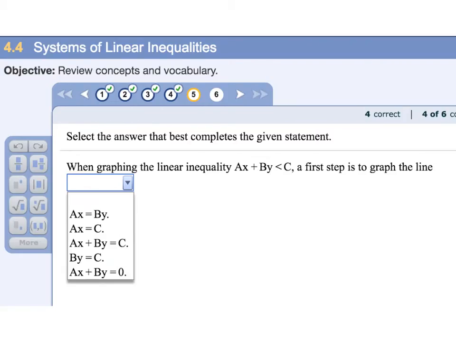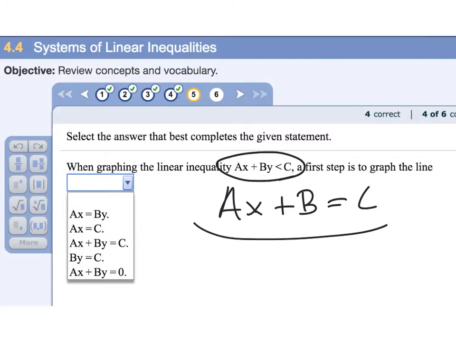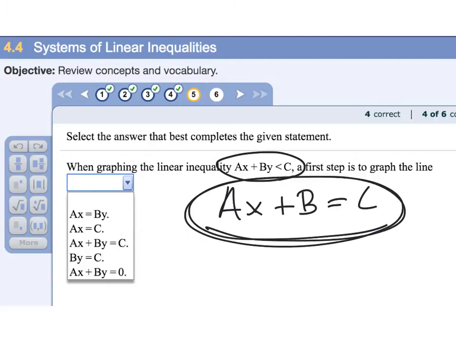So as I've been suggesting so far, when you are going to graph this inequality, the first thing you do is you pretend it's a regular old equation, and then you graph it. So the first thing you do is you pretend it's a regular line and you graph it.